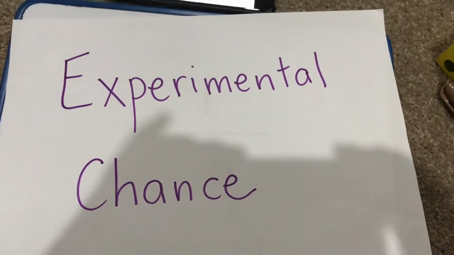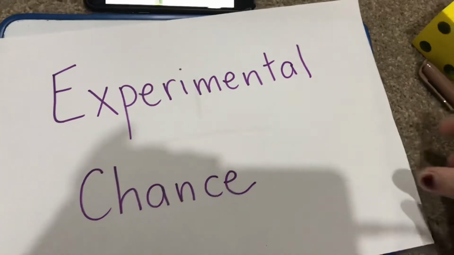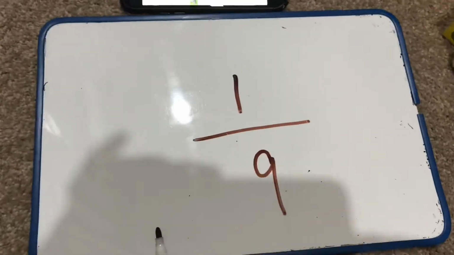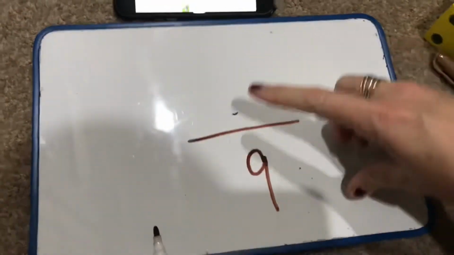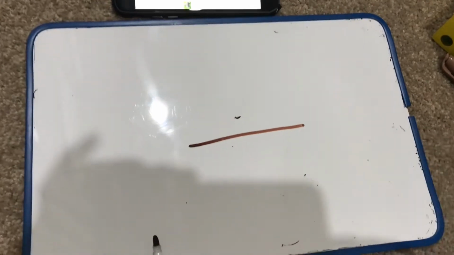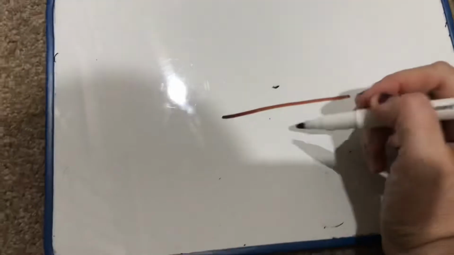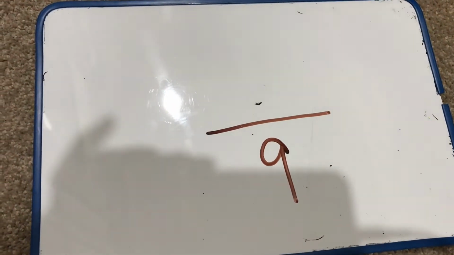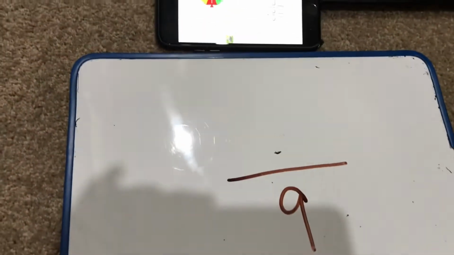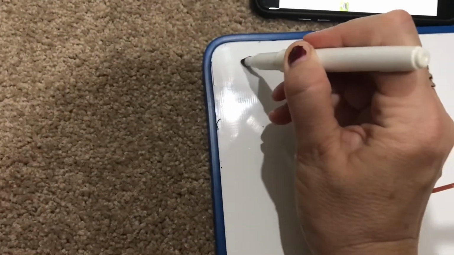Experimental chance, as we discussed, is determined by experimenting to find the solution. I will spin the spinner 9 times and record the experimental chance as a fraction. I am spinning the spinner a total of 9 times. The denominator is the total number of possible outcomes, which is 9. The numerator will be the total outcome. So I will record my spins.